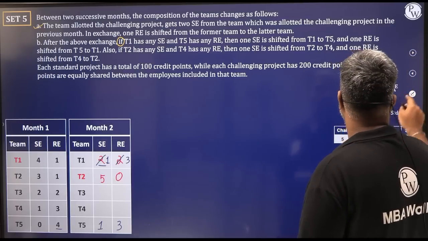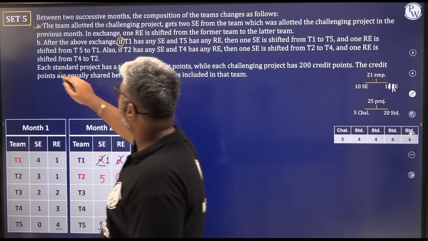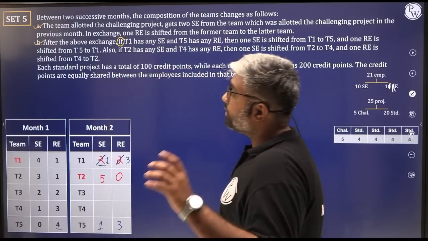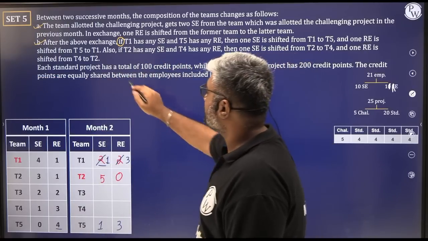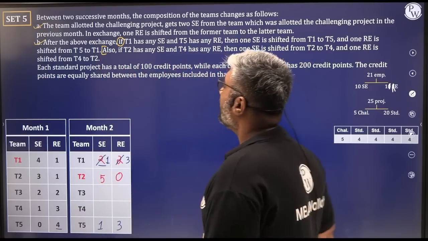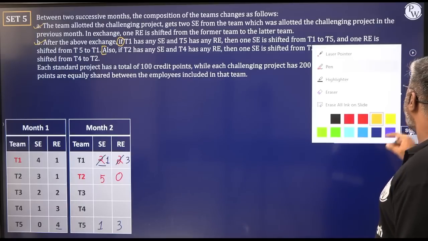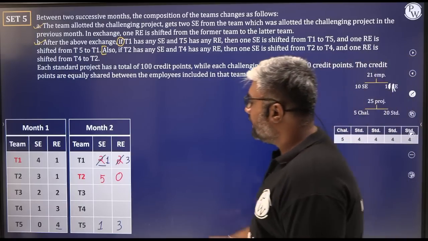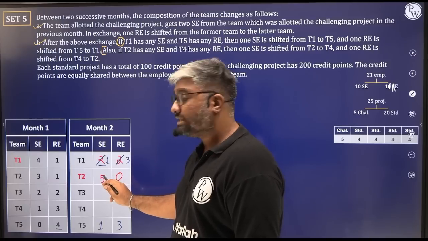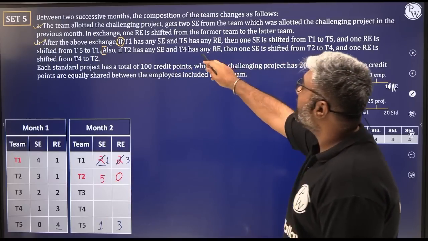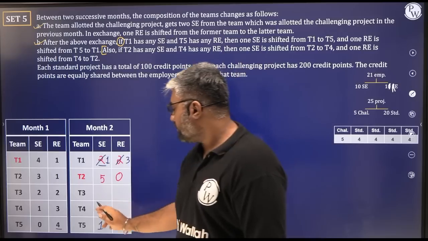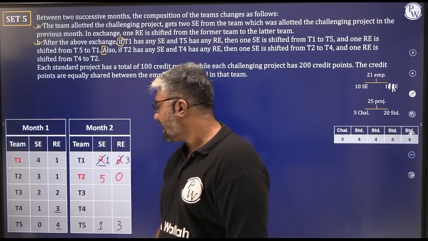Further, this was just the second condition, right? Just the second condition. But also we've read only one part of the second condition. Also, if T2 has any SE, lao bhai, T2 पे भी अब लगा है. T2 has any SE? Yes, it has SE. And T4 has any RE? T4 का भी हमने टच नहीं किया है. T4 के पास 3 REs हैं.